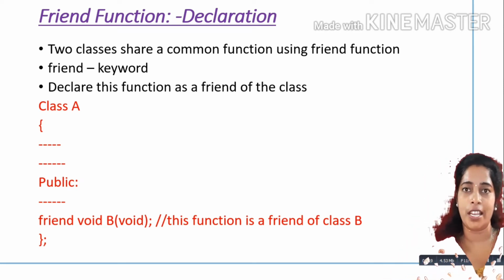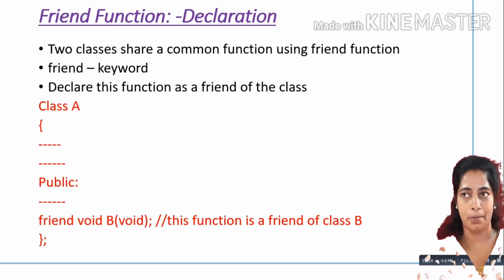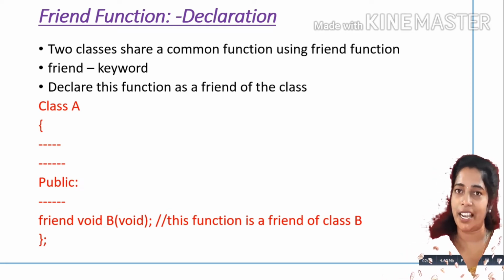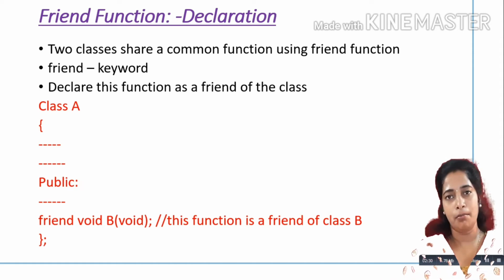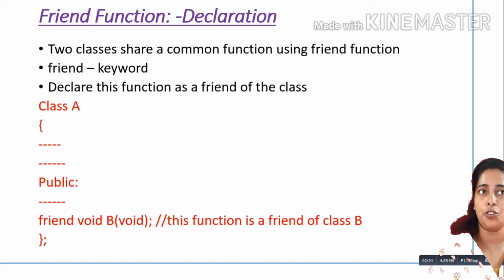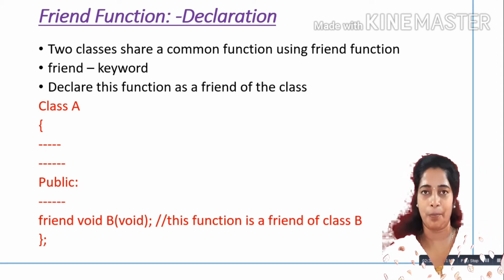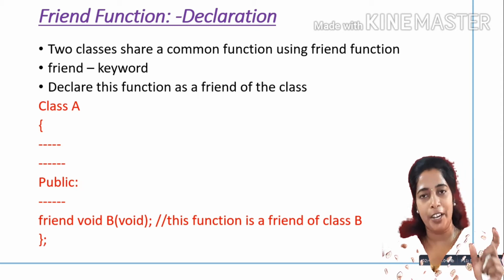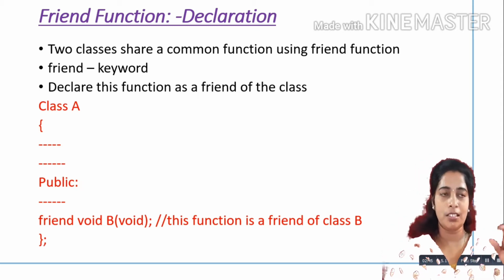In a class we have private members as well as public members. Under the public members we write all the functions. Under that, we can declare more than one function to be a friend. Similarly, two classes can also share a common friend function. Here we are using the friend keyword to declare the friend function. So this is the declaration.